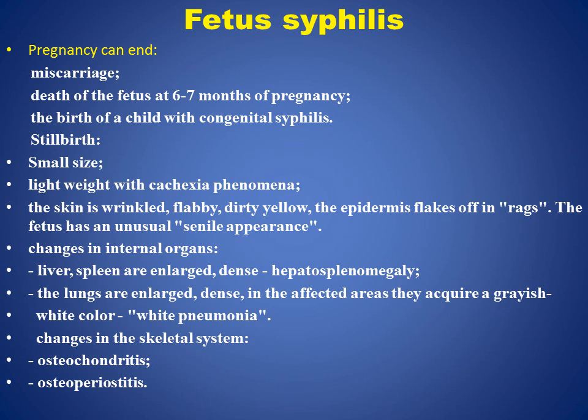The fetus has an unusual senile appearance. Changes in internal organs: liver and spleen are enlarged and dense, hepatosplenomegaly. The lungs are enlarged, dense in the affected areas, and acquire a grayish white color, white pneumonia. Changes in the skeletal system: chondritis, osteoperiostitis.